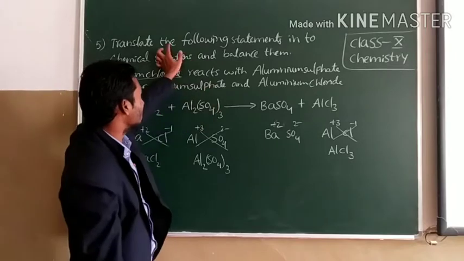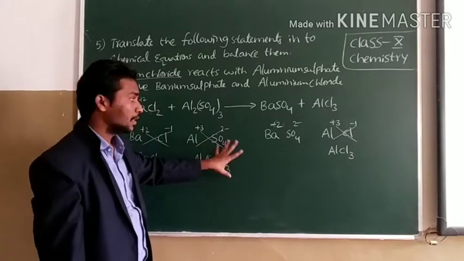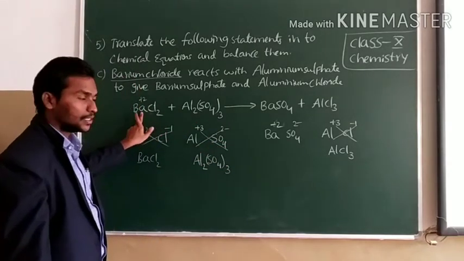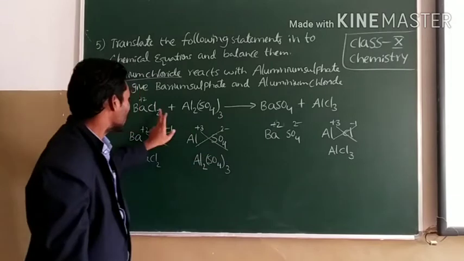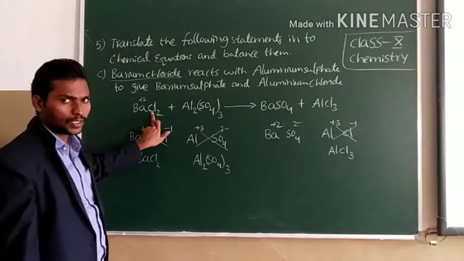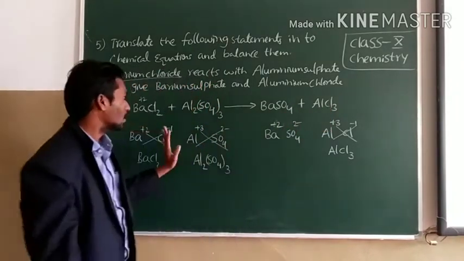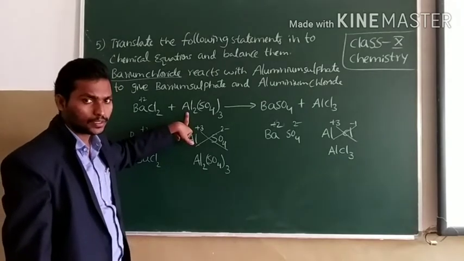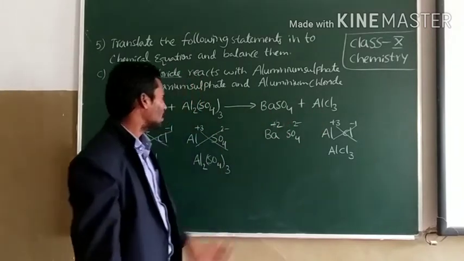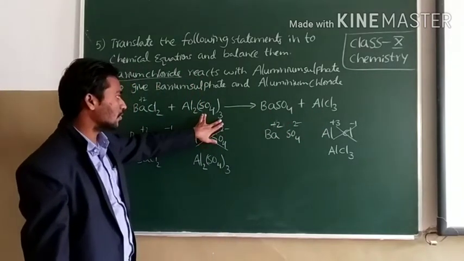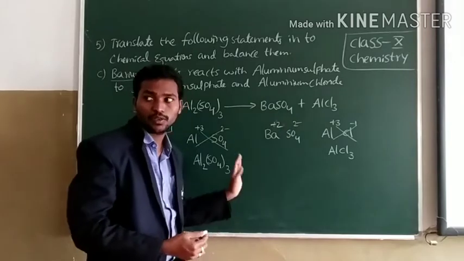Now let us verify whether it is a balanced equation or not. Barium atoms: 1 on the LHS. Chlorine atoms: 2 on the LHS and 3 on the RHS, so chlorine atoms are not balanced. Aluminum atoms: 2 on the LHS and 1 on the RHS, so aluminum atoms are also not balanced. Sulfate ions: 3 on the LHS and only 1 on the RHS. So it is not a balanced equation.